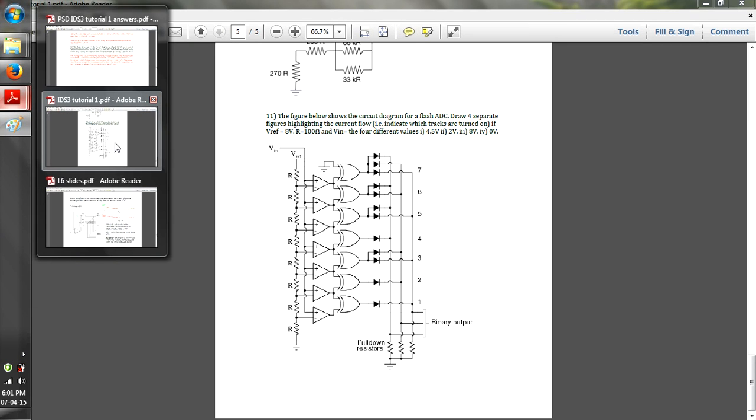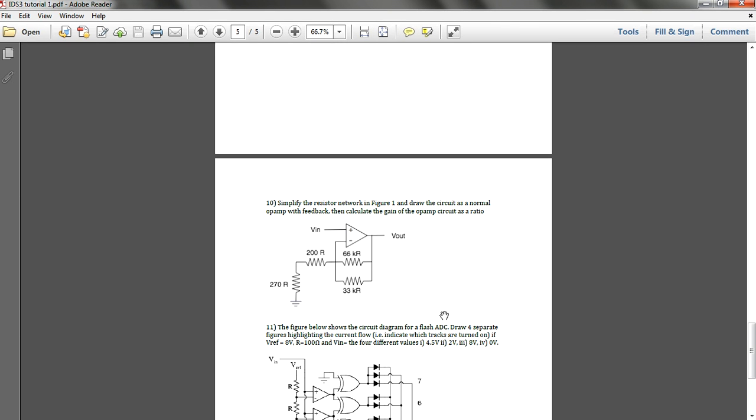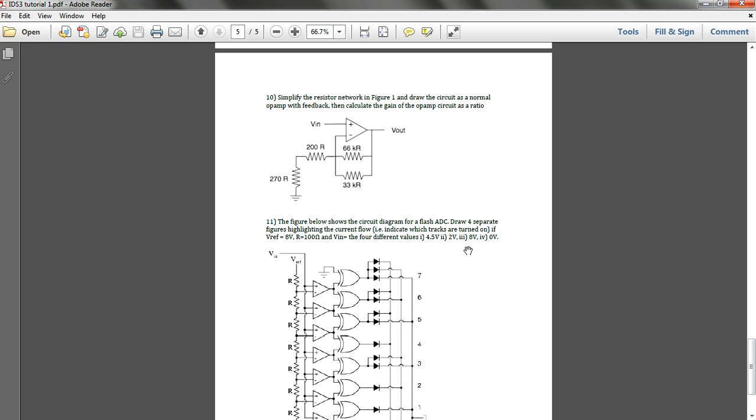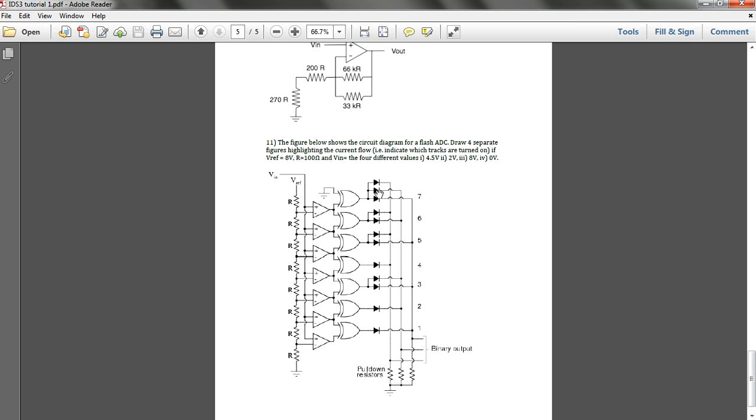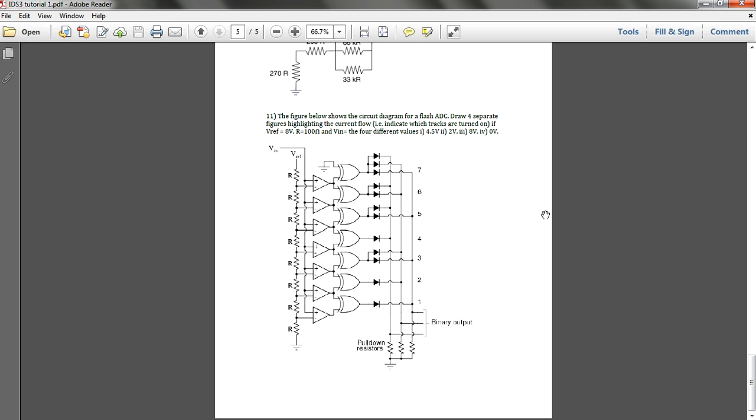Just to let you know, the tutorial questions, you can just see the answers. So it's straightforward for the answers. But however, question 11, I have to go through the movement.